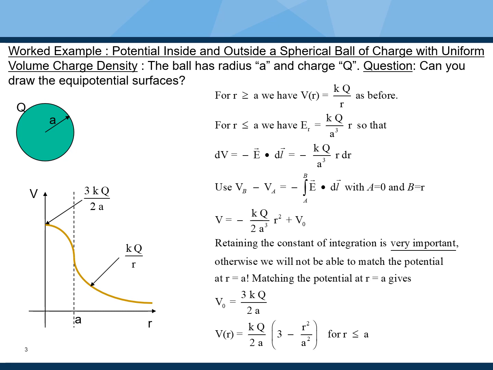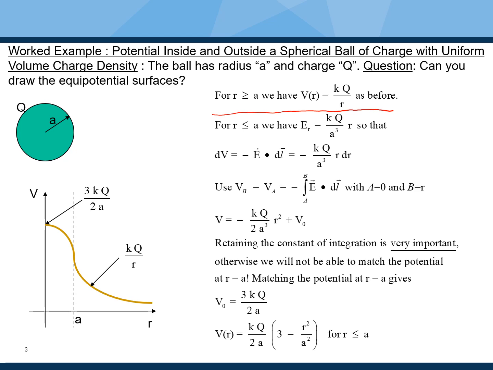With that, we now realize that the electric field on the outside is still given by kq divided by r squared. Therefore, the potential on the outside should still be equal to kq over r. So for r greater than a, the potential is exactly as we would expect for an analogous point charge located at the center of the ball.